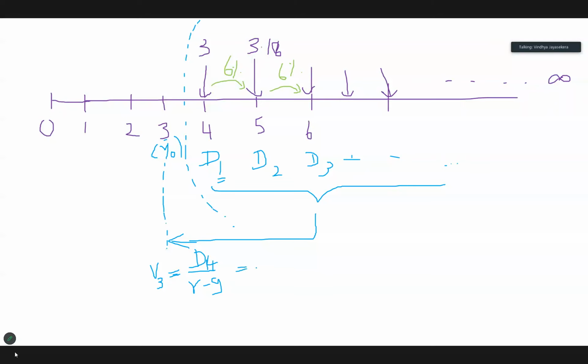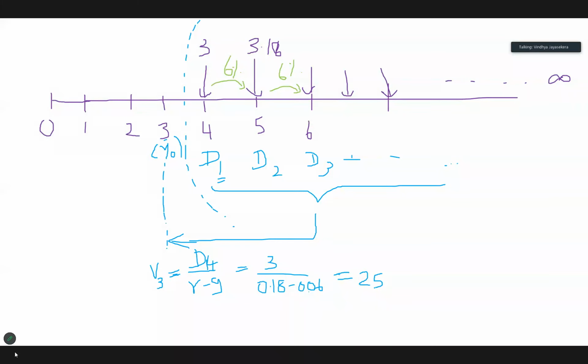So D4 is 3 rupees. R is, how much is R? 18, no? 18 minus G was 6. How much is this? Correct, 25. So the value of my share in year 3 is 25 rupees. Now for this, do I have to make any further adjustments for this sum? No. Right. Because there are no other dividends that I receive in year 3.